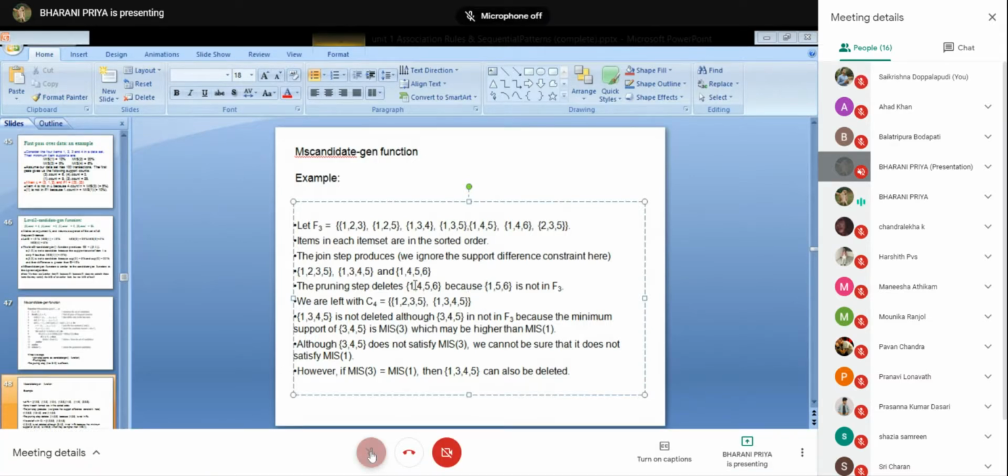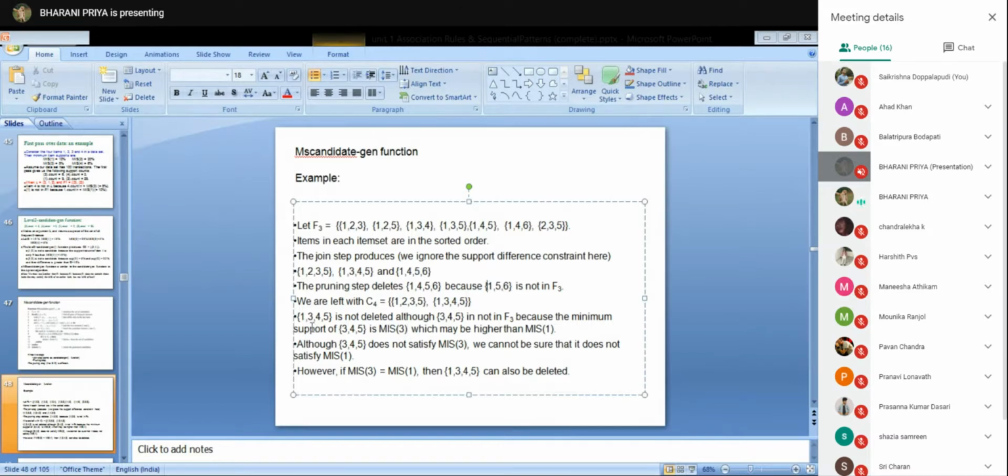See here, the first element 1 is there in 156, but 1 is not there in 345. Though 345 does not belong to F3, the C of 1, which belongs to S, does not belong to the subset. You cannot delete it. Okay, why is this rule there? Because see, 345 may not be frequent, but 1345 may be frequent, because 1 may have the minimum item support. That's why this is the rule.